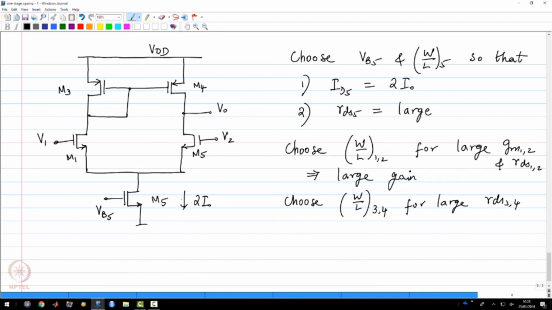Later on, once we study the other aspects of this particular circuit, which is called a one-stage op-amp, we will be able to choose these in a little bit more detail. But for now, we will say that these are the conditions that will be used.